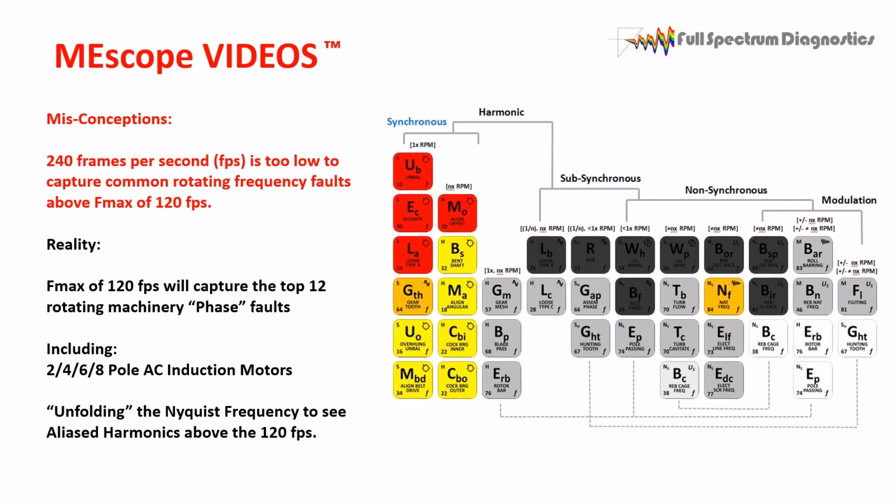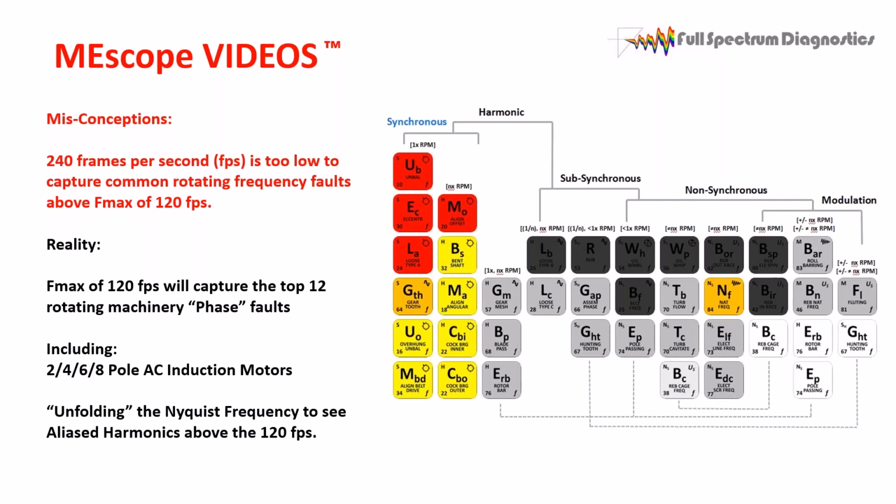There is a solution to that. The solution is something that's already been introduced into the software. It calculates the alias harmonics. So what we have is it'll capture the top 12 phase faults. It includes all the different motors, and it includes the unfolding of the Nyquist frequency.